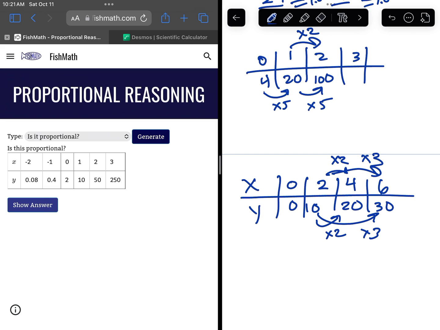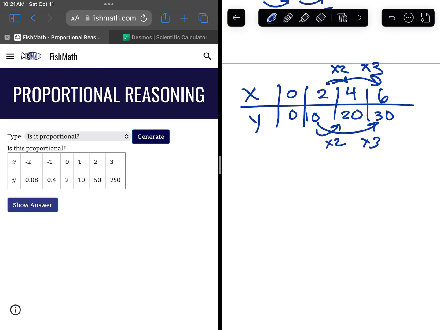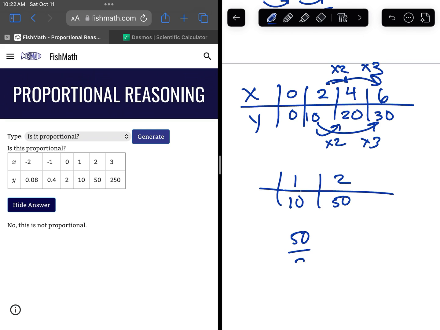This one would not be because of the plus 1, and this one is also not going to work because it does not go through 0, 0, and is also not a constant rate. It's not going to be changing by the same amount. If we look at the table here, 110, 250, 50 over 2, if we're doing the y divided by the x, would be 25, and then 10 divided by 1 is 10. So very different. So that's how you can tell from a table, a graph, and an equation if a relationship is proportional.